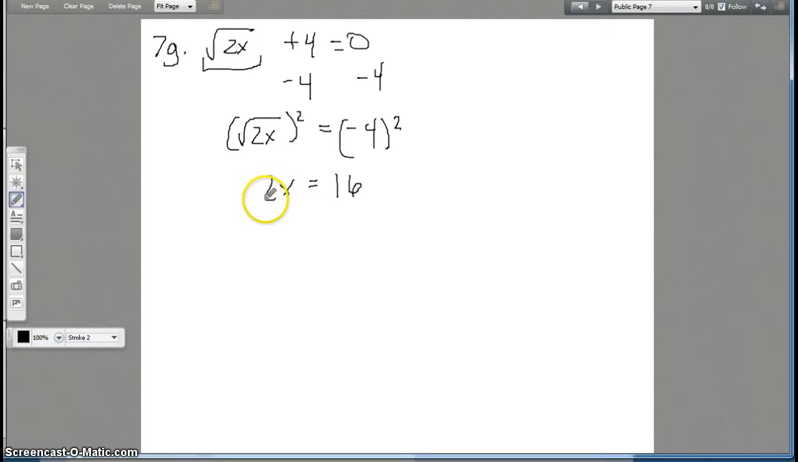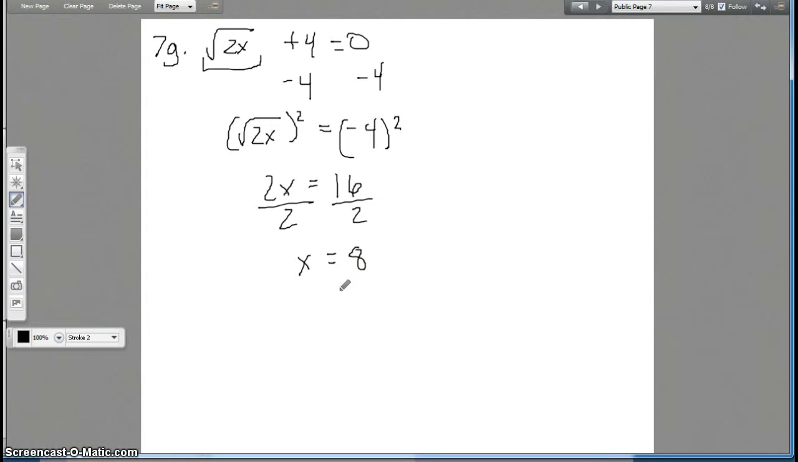So now we have 2 multiplied by x. How do we undo multiplying by 2? We divide by 2, because dividing is the opposite of multiplying. So when we divide our left side by 2, that means we need to divide our right side by 2. 2x divided by 2 is x. 16 divided by 2 is 8. So we get x equals 8, but we're not done yet.